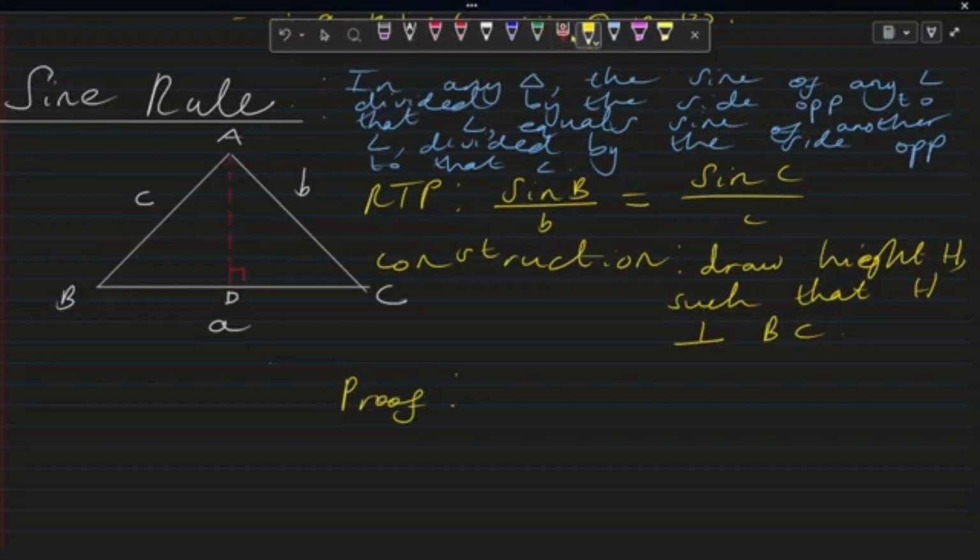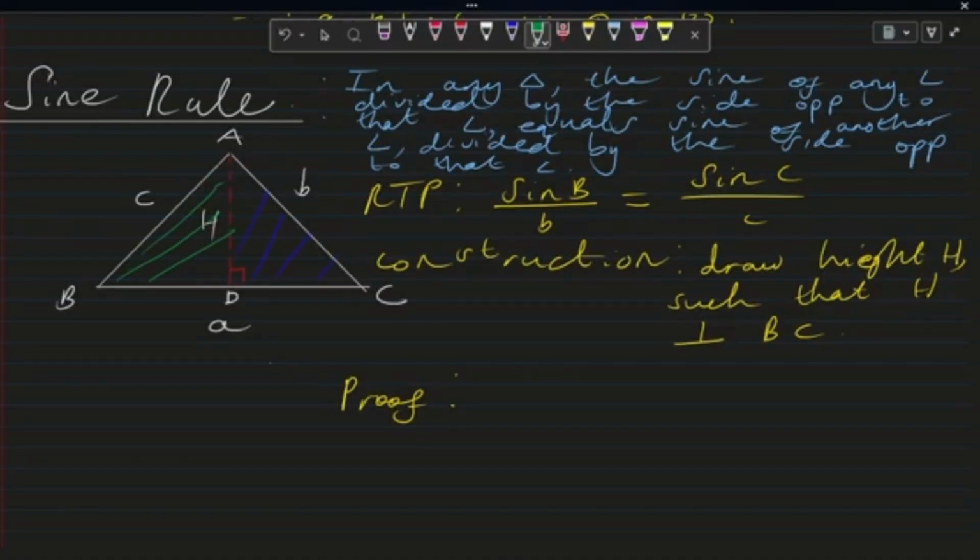Okay, and then we can start with our proof. Now, this is a very simple and straightforward proof. So basically what we'll do is we'll focus on this triangle, and then we'll say sine of C, which will be opposite over hypotenuse, h over b, and then we make h the subject of the formula.